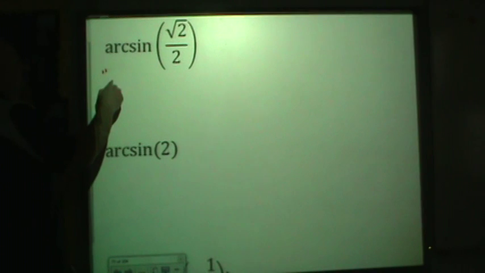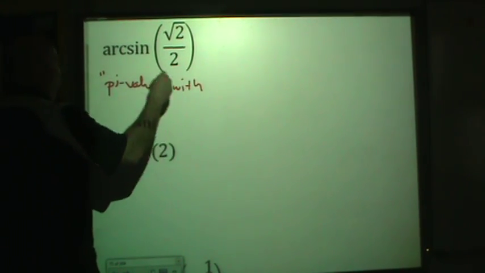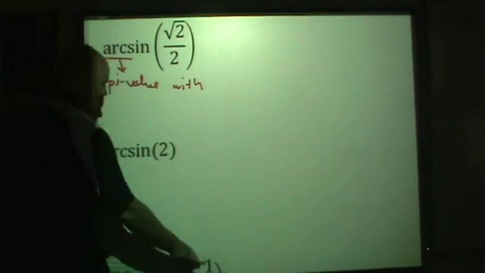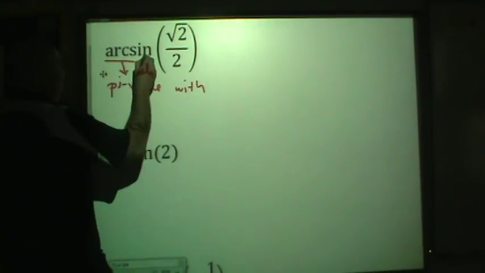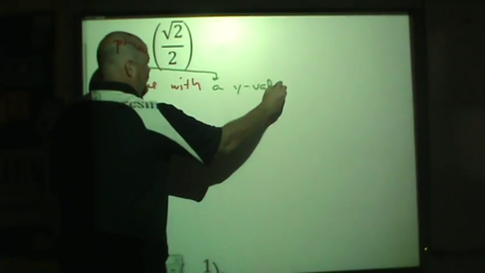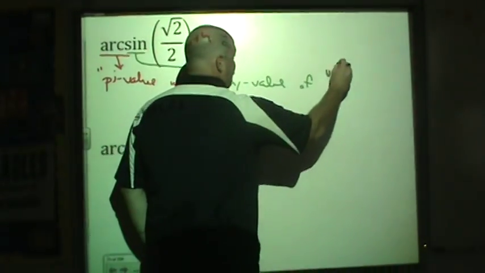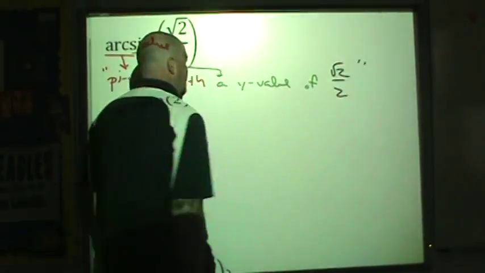arcsine as the pi value, so this is where we say the pi value, I'll even color code this for you guys, with a y value of radical 2 over 2. Okay?